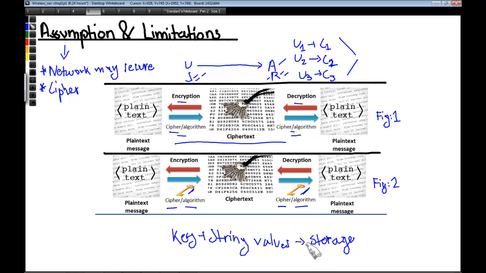The second advantage over the first approach is that the cipher doesn't need to be carried around. A single cipher can be stored in the background, whereas different keys with different string values can be handed out to each of these users, but the inner ciphers remain the same. So one key for only one user, and only one cipher or algorithm for the entire encryption and decryption system.